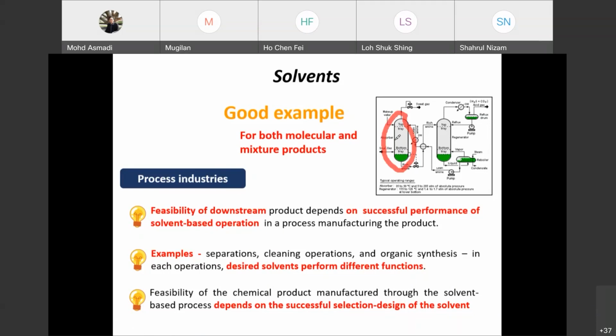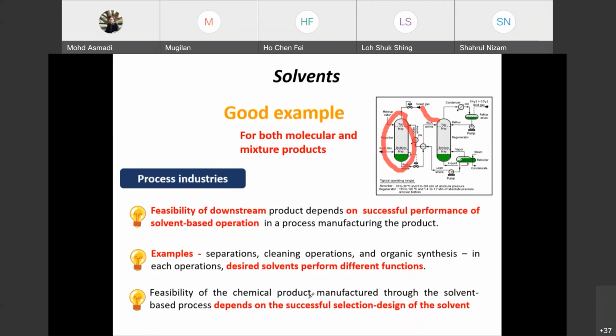And also for the cleaning, what solvent is needed to clean your, what do we call it, distillation column, instrument. Okay.